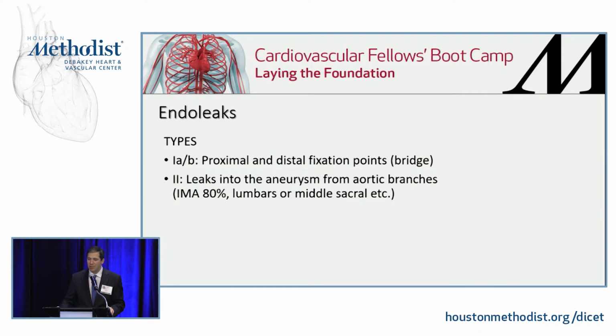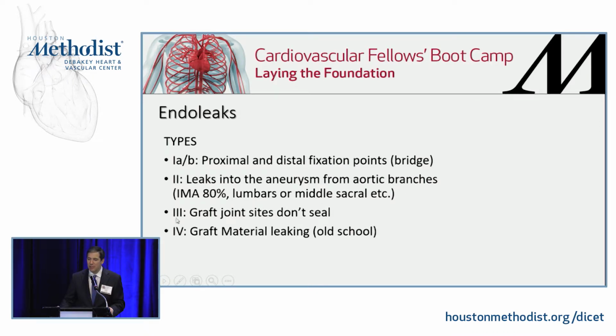Remember this from a test perspective. The most common source is the inferior mesenteric artery. The IMA is going to account for 80% of your endoleaks, and number 2 is going to be your lumbars. So IMA is the most common. So if you ever have an endoleak and you have growth, worry about the IMA. Graft joints is type 3, when you put the iliac into the main body and you have a leak because it didn't seal properly.